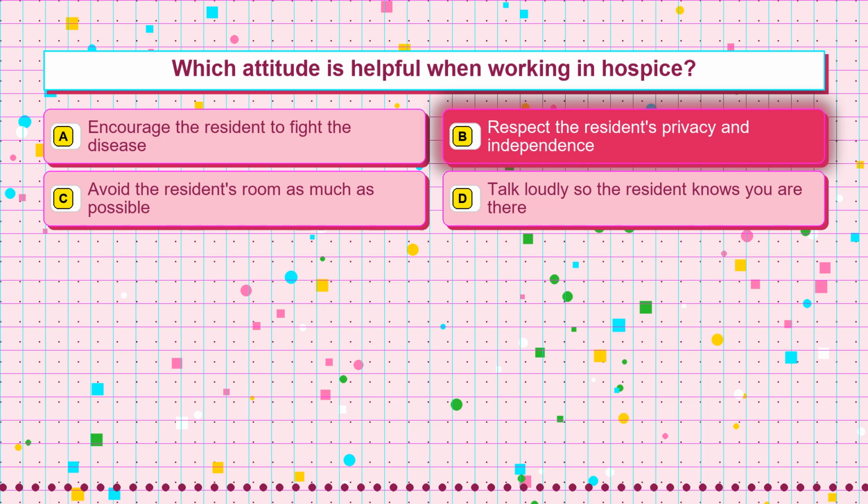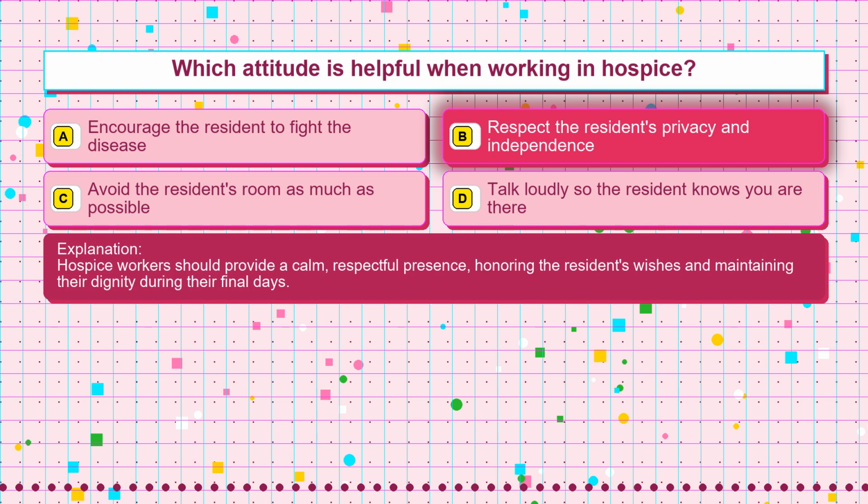The correct answer is option B, respect the resident's privacy and independence. Hospice workers should provide a calm, respectful presence, honoring the residents' wishes and maintaining their dignity during their final days.